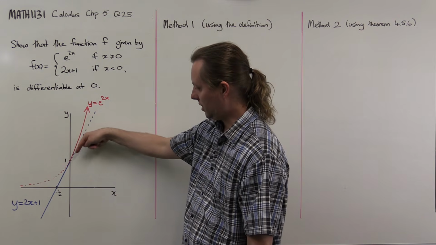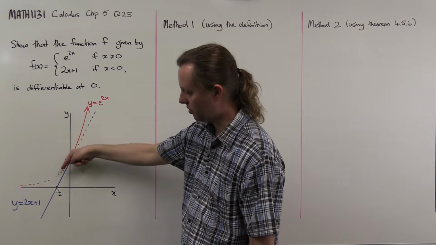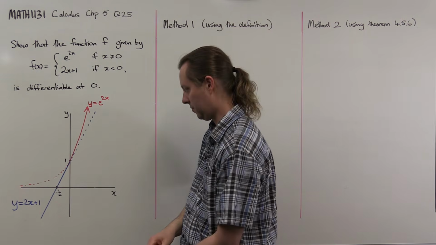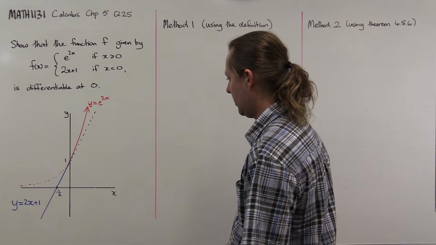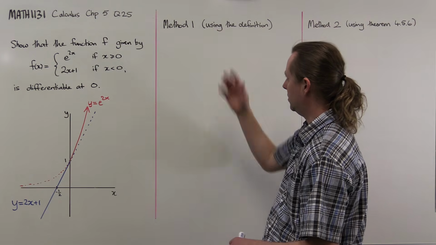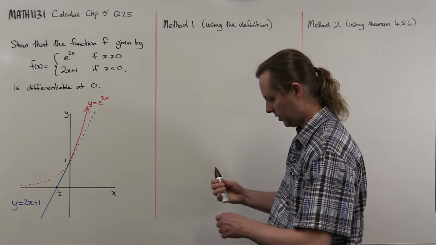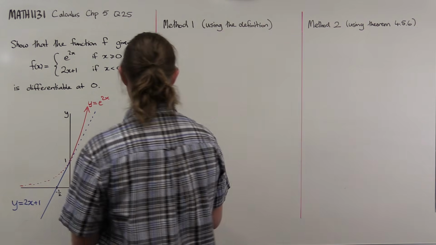Furthermore, in order to get a good, sensible tangent line, we need the tangent line that we would get from the red curve to match the tangent line we get from the blue curve. Okay, so now I'll go ahead and solve this using two methods. First of all, method 1, which is going to be using the definition directly.